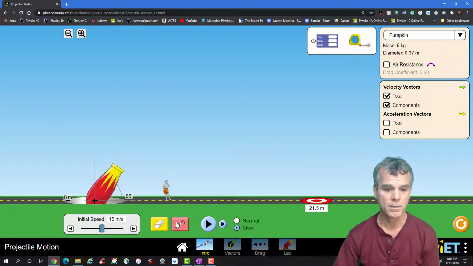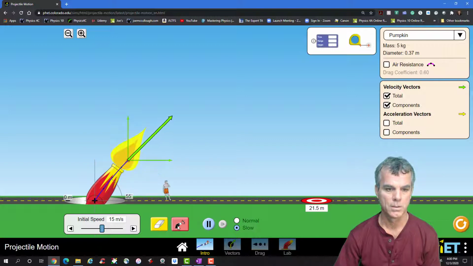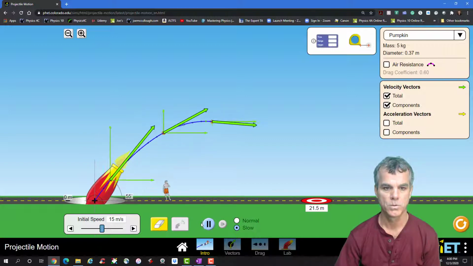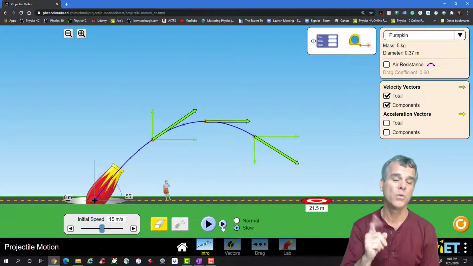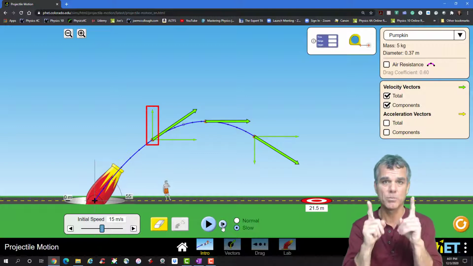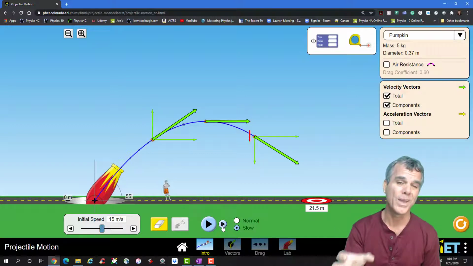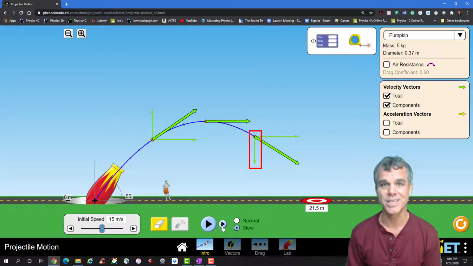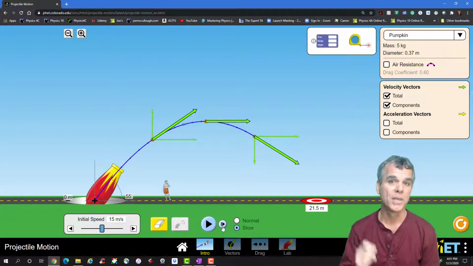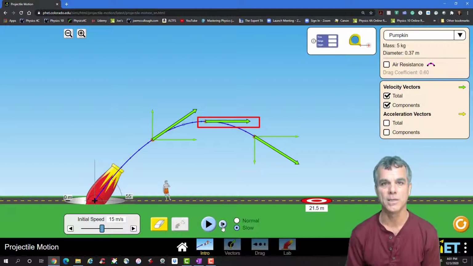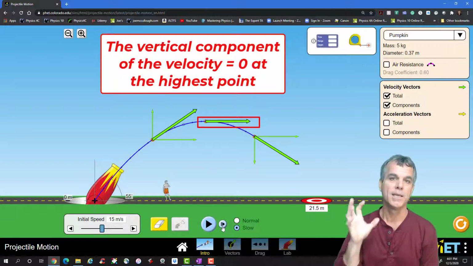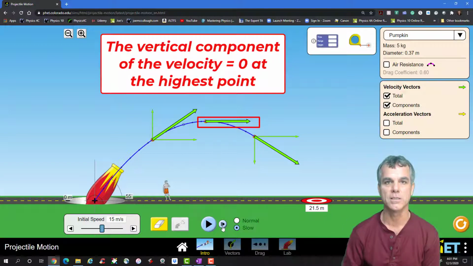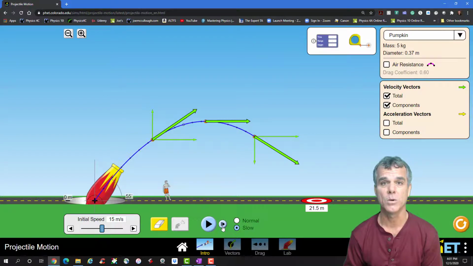Let me fire it again. And if I just step through this, you notice that on the way up, the velocity in the y direction is pointing upward, so it's positive. On the way down, the velocity in the y direction is negative because the object is moving downwards. At the very highest point, there is no velocity in the y direction. And that is really what defines the highest point when we're talking about projectile motion. It's when the velocity in the y direction is 0. So let's start calculating these different quantities.